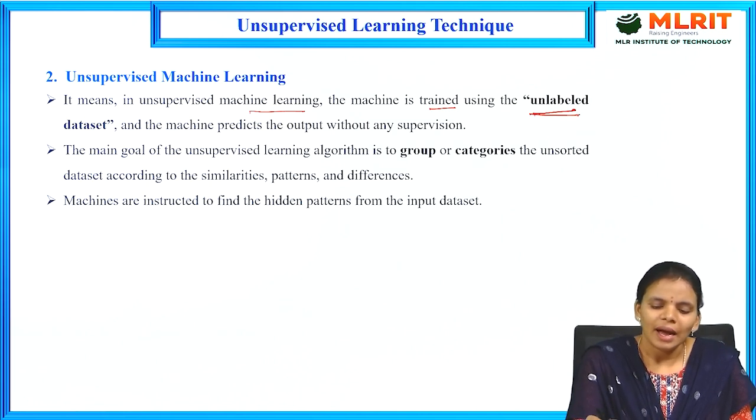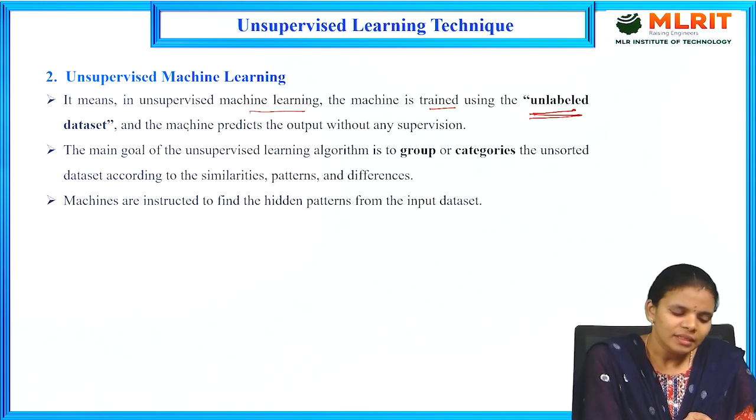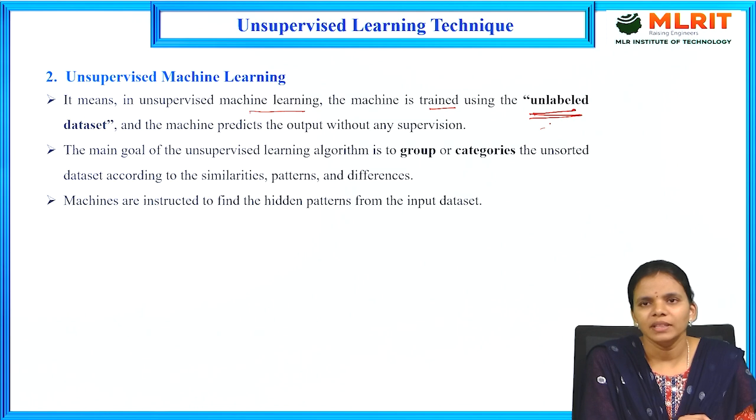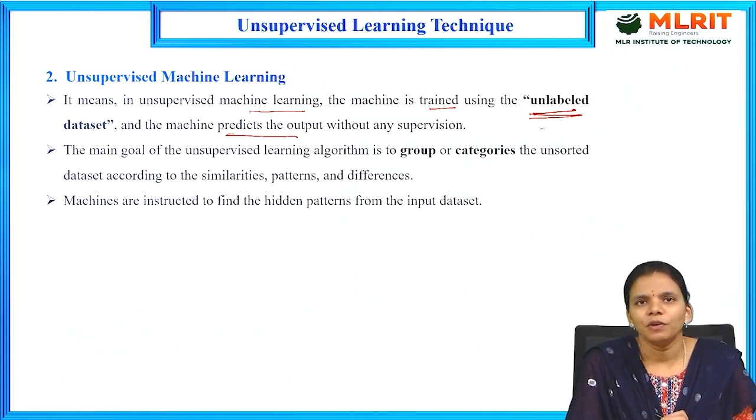Here, unlabeled data set means the data which you give to train the system has no output variable mapped, meaning there are no names for the data points. This data set is used for training the system, and the machine will predict the output for new test cases without any supervision. So what is the main goal of the unsupervised machine learning technique?